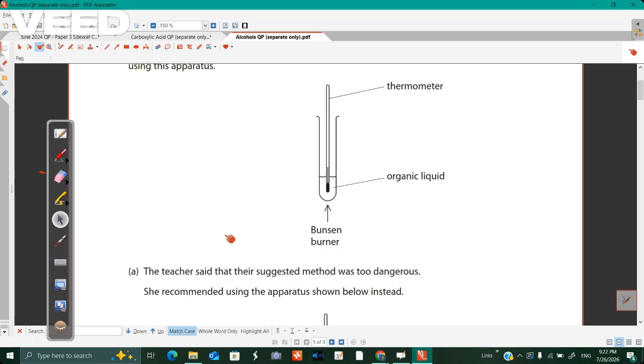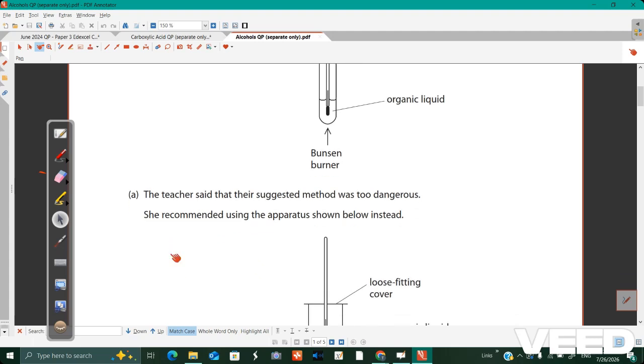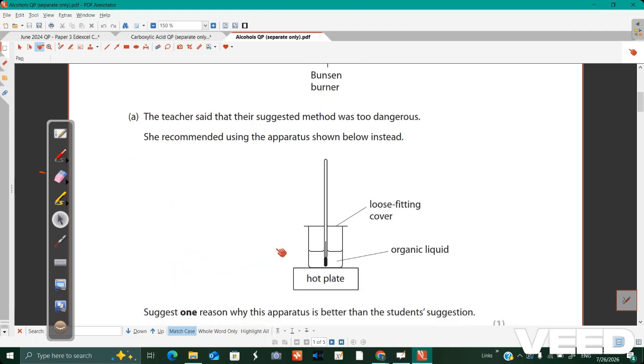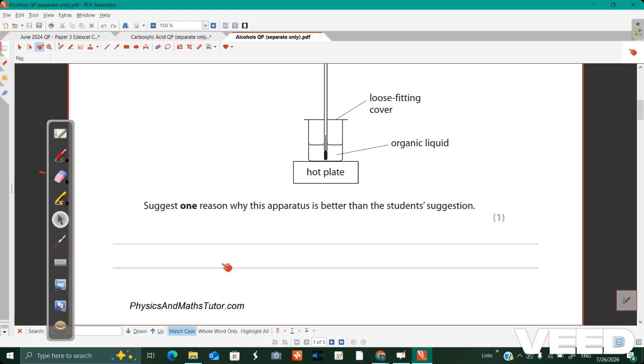This one is dangerous. If the organic liquid is flammable, it will get combusted quickly and will go in flames, right? This way, with the cover fitting, it is not getting burned. Why? It is not exposed to the environment, so it lacks oxygen to get burned quickly, right? So it is not getting burned.